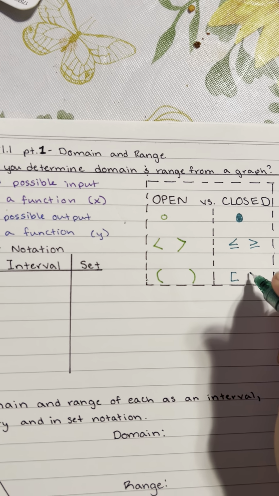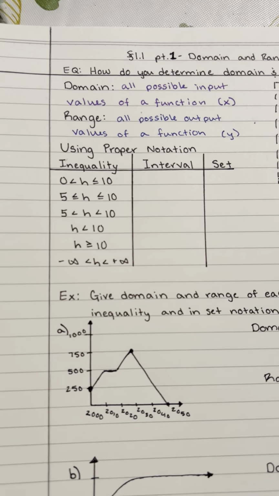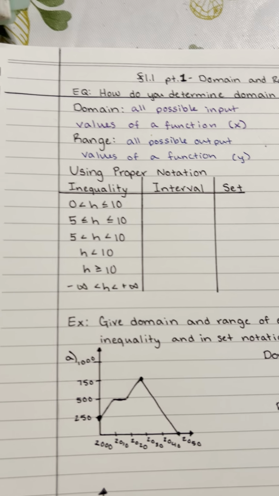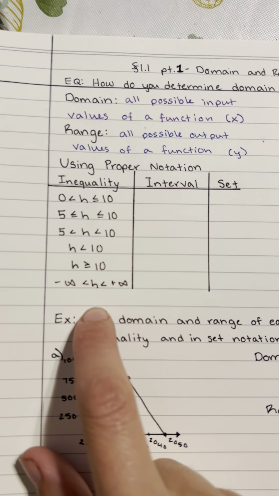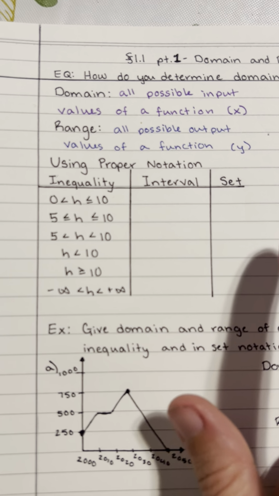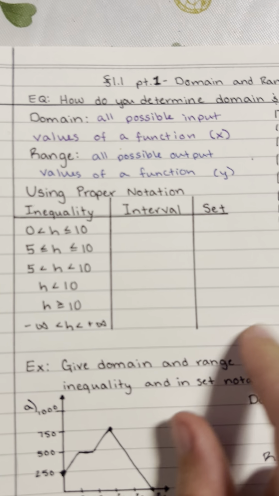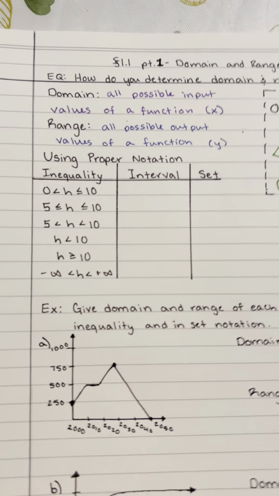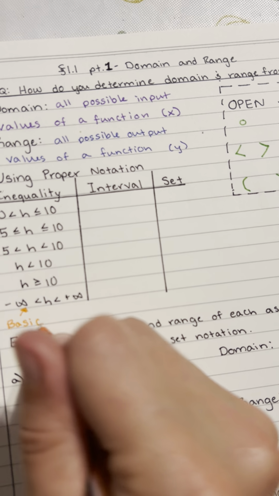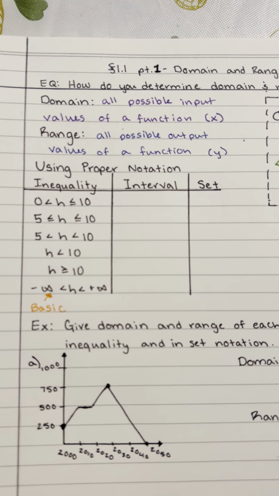Okay, so now that brings us to using proper notation. So here I'm giving a bunch of inequalities, and we're going to write them in interval notation, and we're going to also write them in set notation. Now, let's talk about inequality notation. The inequality is how you're first taught to look at it. So this is the basic version. If we write something in inequality notation, this is just pretty basic. It's understood since 7th grade, really, what an inequality means, okay?